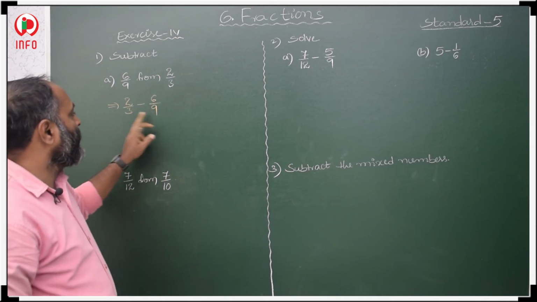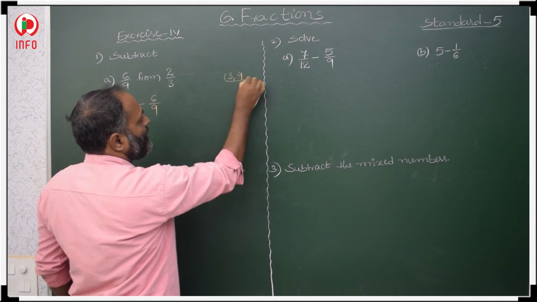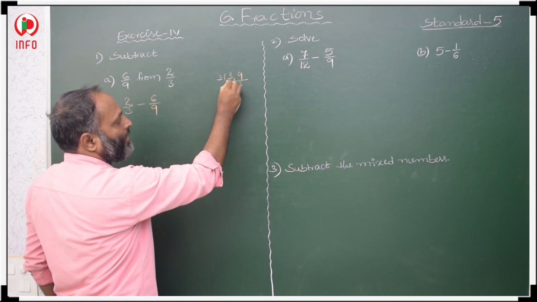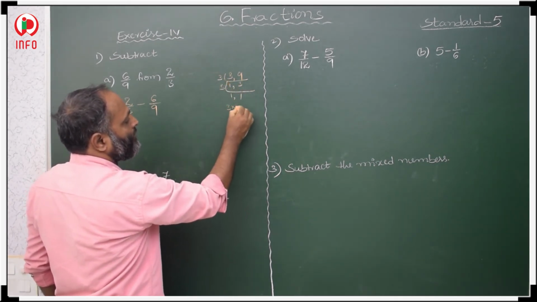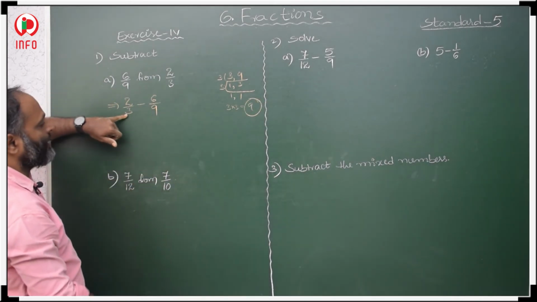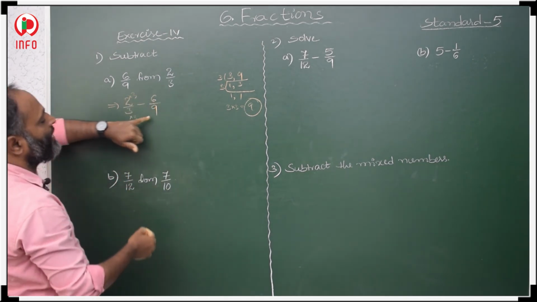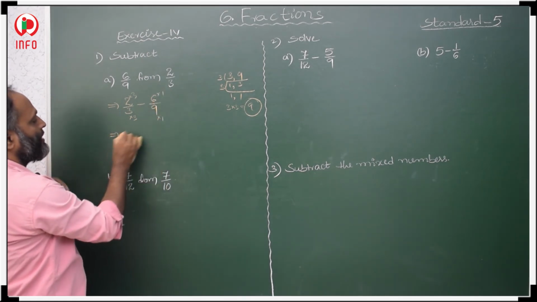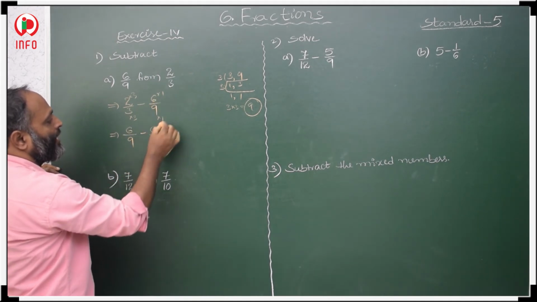Now we have to find the LCM of 3 and 9. These two are divisible by 3. 3 ones are 3, 3 threes are 9. Again we take 3, 3 ones are 3, 1. Now multiply 3 into 3, 3 threes are 9, which is your LCM. For the first fraction's denominator, to get the LCM, 3 threes are 9, so multiply with 3. For the second fraction's denominator, multiply with 1. So 2 threes are 6 by 3 threes are 9, minus 6 ones are 6 by 9 ones are 9.